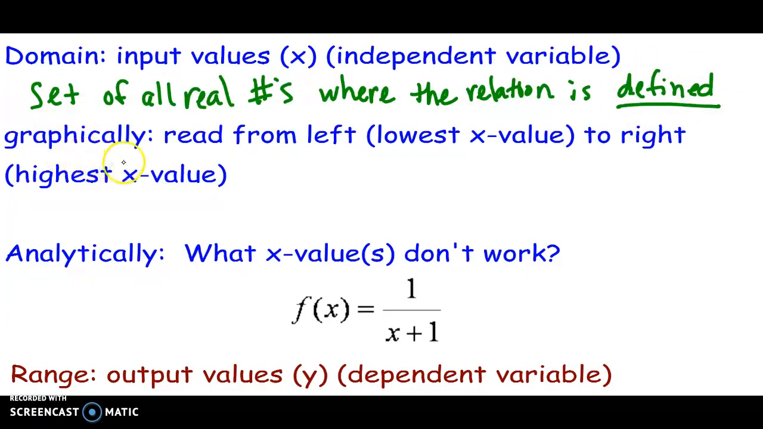So graphically, we read from left to right. Okay, so if my graph is a horizontal line, my domain goes all the way from the left to the right, or negative infinity to positive infinity, all real numbers. Analytically, so when we think of it analytically, we want to think about what x values don't work.